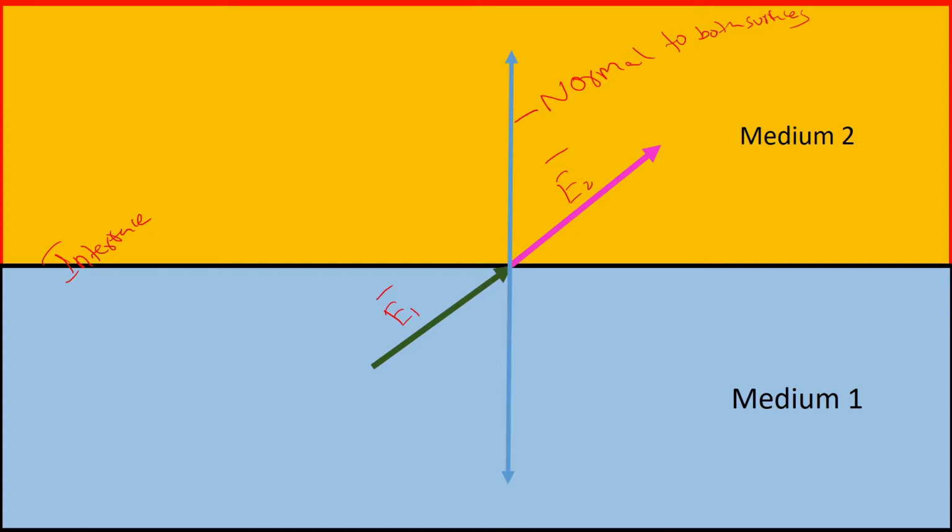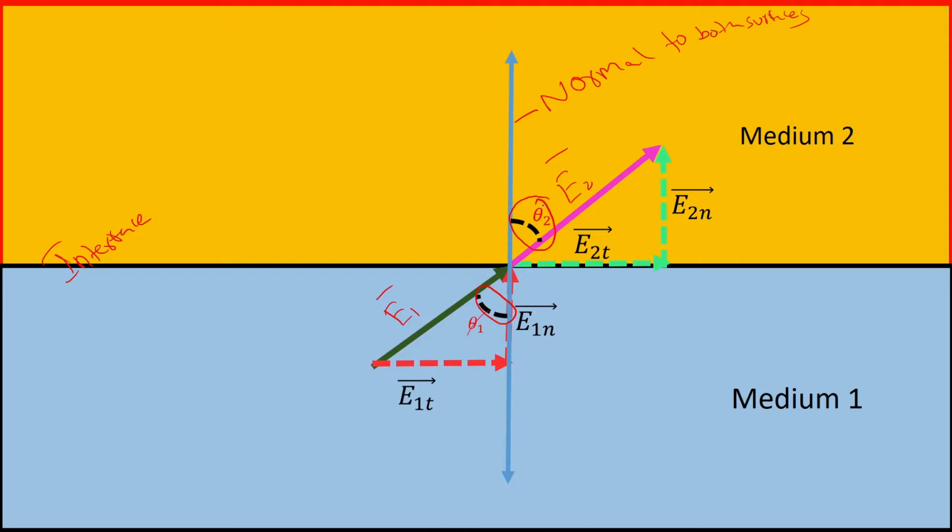As we have already discussed, this electric field can be decomposed into two components. To decompose this vector into the tangential component and the normal component, we would need the angle this vector is making with the normal. If the angle this vector is making with the normal inside medium 1 is theta 1 and the angle the electric field is making with the normal in medium 2 is theta 2, then you can have four components, 2 inside medium 1 and 2 inside medium 2.